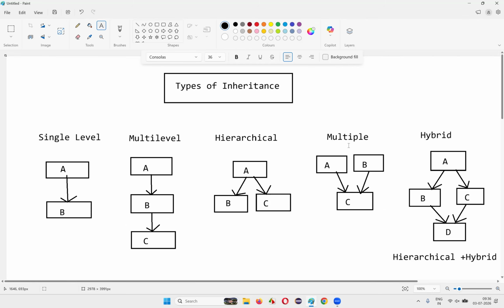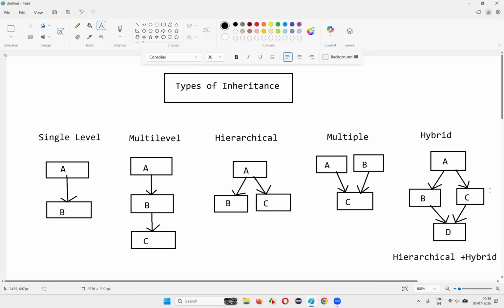But coming to multiple, it is not possible with the classes. A single child class cannot have multiple parents as part of the classes in Java. Coming to hybrid, since multiple is not possible, and hybrid is a combination of hierarchical plus multiple, together it won't be possible, right? So hybrid inheritance will not be possible for the classes.